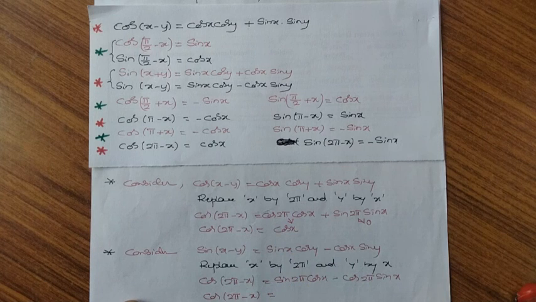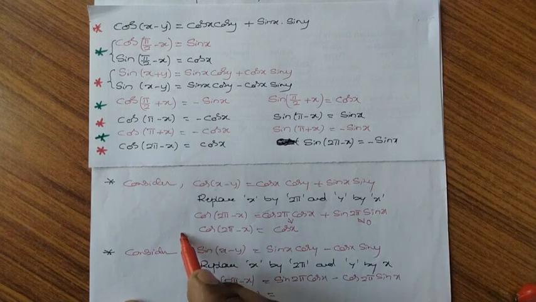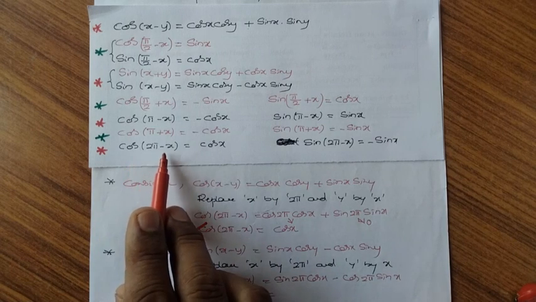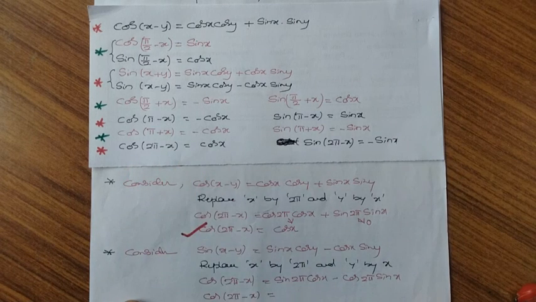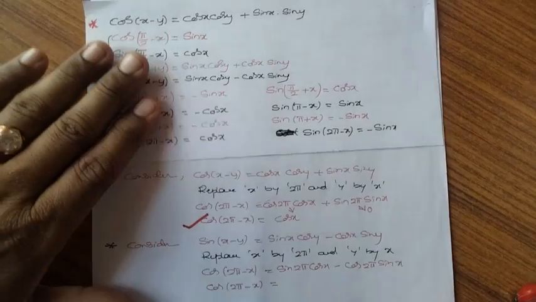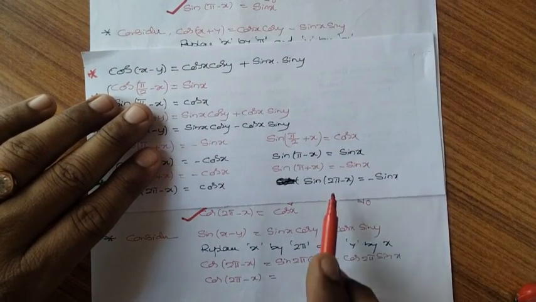So here what do you observe? Cos of 2 pi minus x equals cos x. This is one more result. Cos of 2 pi minus x equals cos x. Yes or no? Next let us move to this result.